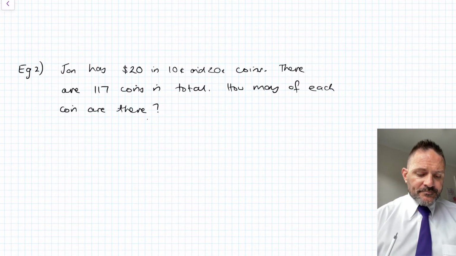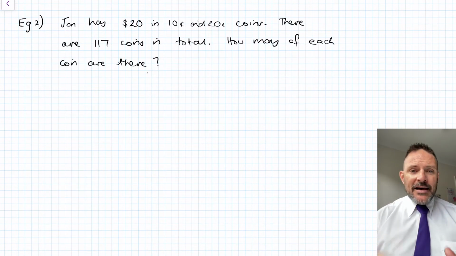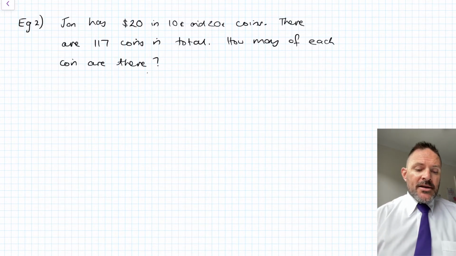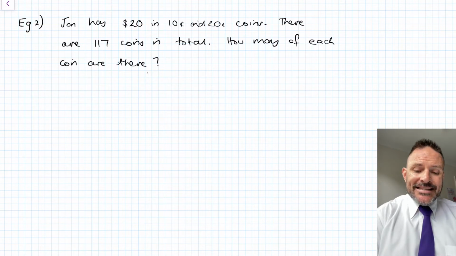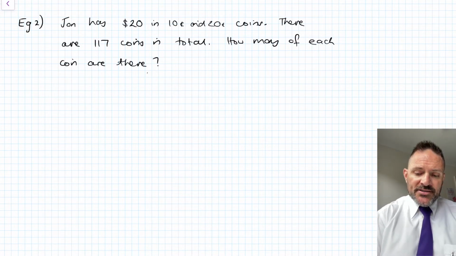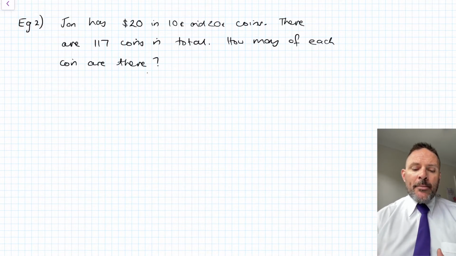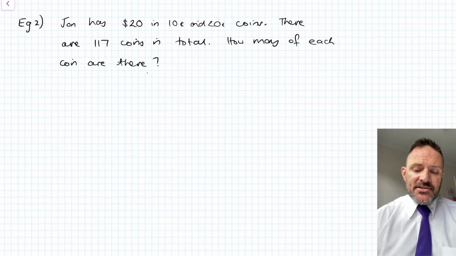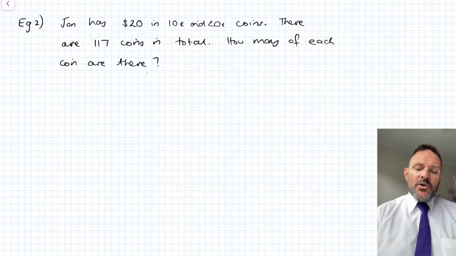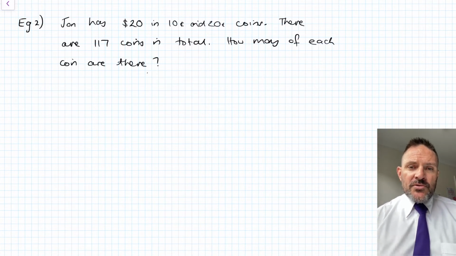Okay, example 2. They love questions about coins and money. John has $20 in 10-cent and 20-cent coins. There are 117 coins in total. How many of each are there? I love doing this with $1 and $2, but I've chosen to do 10 cents and 20 cents. So again, my aim is to come up with two equations that I can then go and solve, right?